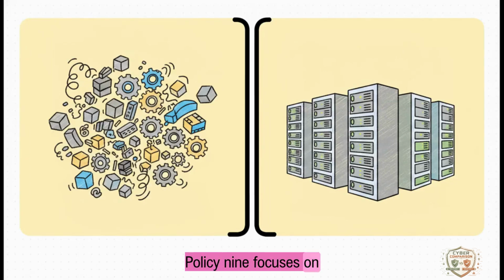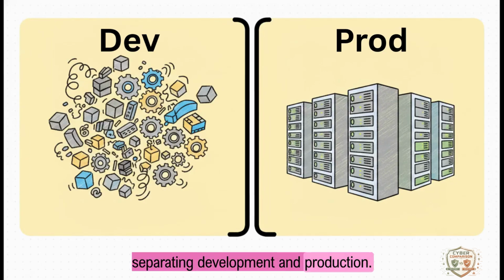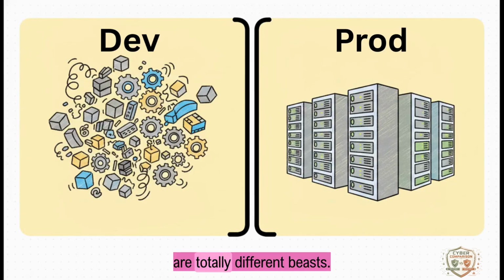Policy 9 focuses on separating development and production. These two environments are totally different beasts. Dev is naturally chaotic, right? It changes constantly, but production demands absolute stability. Unrestricted communication should literally never flow between the two. Your policy should dictate that only approved deployment tools can cross that boundary. It's a simple separation, but it prevents a developer's accidental test script from causing a massive production outage.